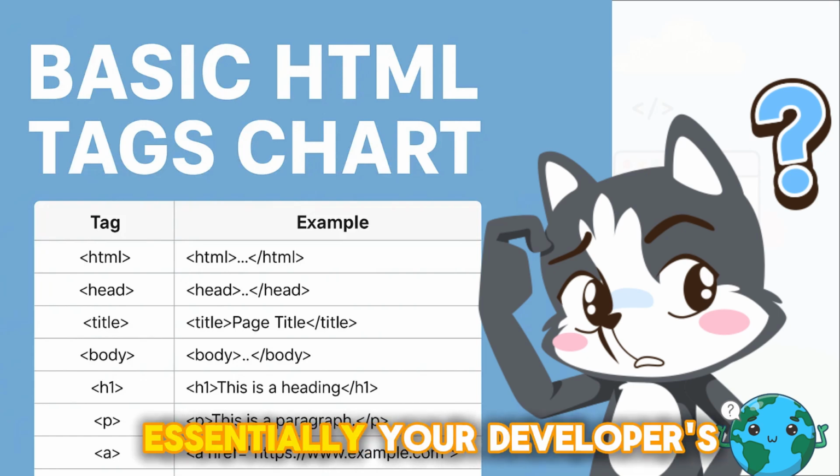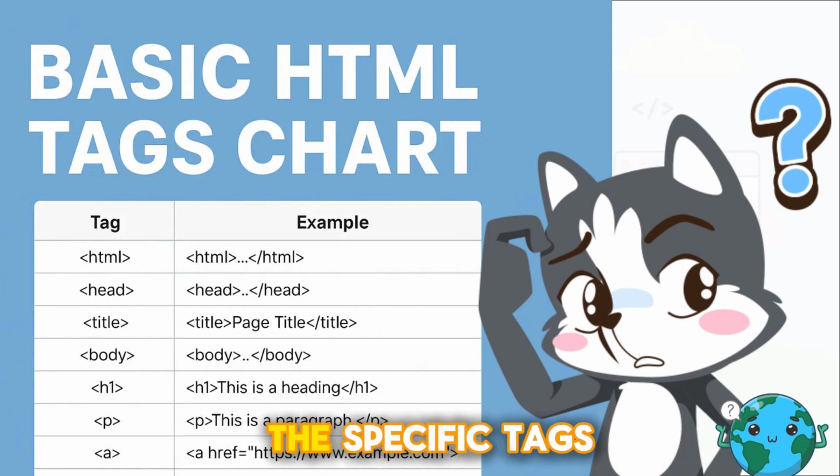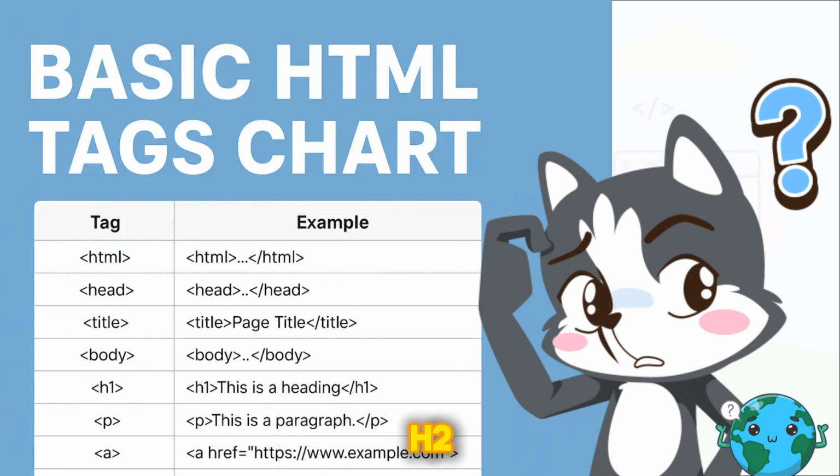This list is essentially your developer's tool belt. It gives you the specific tags you need to add titles, text, clickable links, and images. Want a giant main title? Just wrap your text in an H1 tag. Want a smaller subtitle? Use an H2. Need to write a whole block of text? You'll use the P tag for a paragraph. The A tag stands for anchor, and that's what creates hyperlinks connecting your page to the rest of the web.